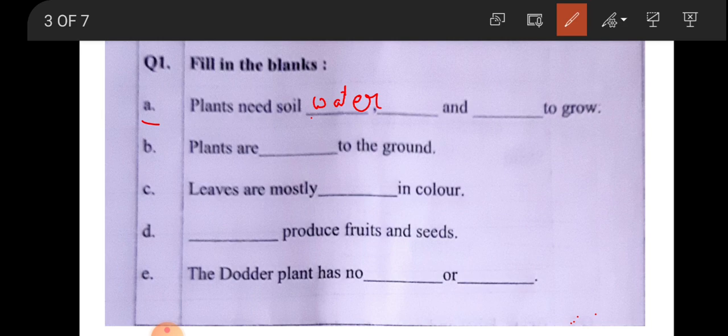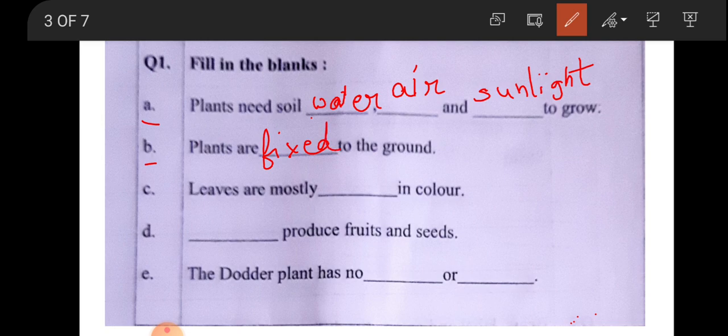Water. Air. Air and sunlight. I don't have place, but you write on the dash, beta. So plants need soil, water, air and sunlight to grow. Very important line. Plants need soil, water, air and sunlight to grow. Very good. Next, plants are dashed to the ground. Plants are fixed to the ground.